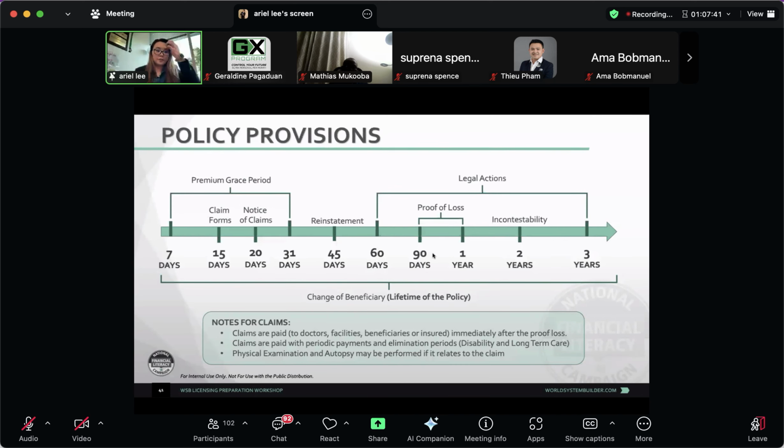All right, so now policy provisions. First things first, what are some policy provisions that you will need to understand for the exam? So the first part is from the first 7 days to 31 days, we have something called the premium grace period. For that first 31 days after you first submit the claim, that's during the grace period. The first 15 days you have the claim forms, and then day 20, that's when the notice goes. Day 45, if you lapse or stop paying the premium, that's the time you have to reinstate.